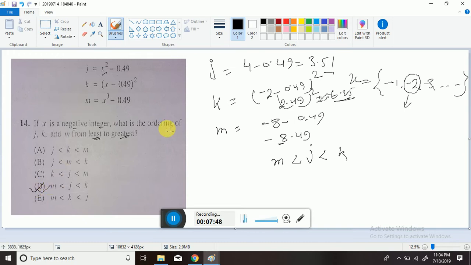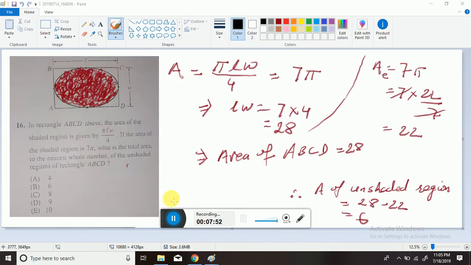You can choose any other problem, because all of them will give you the same type of answer. Okay, now in this problem, please see the question very carefully. In rectangle ABCD, you can see above, the area of the shaded region is given by pi LW by 4.